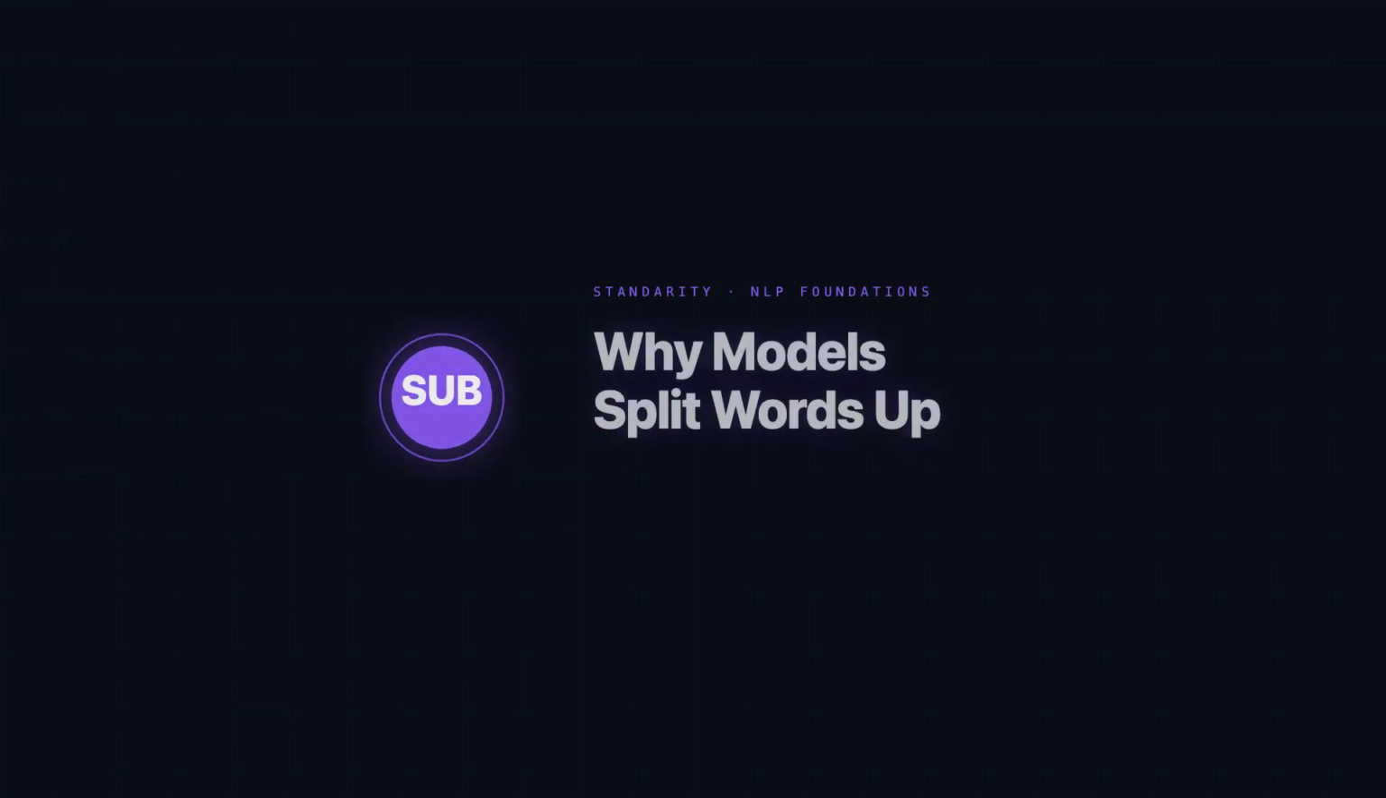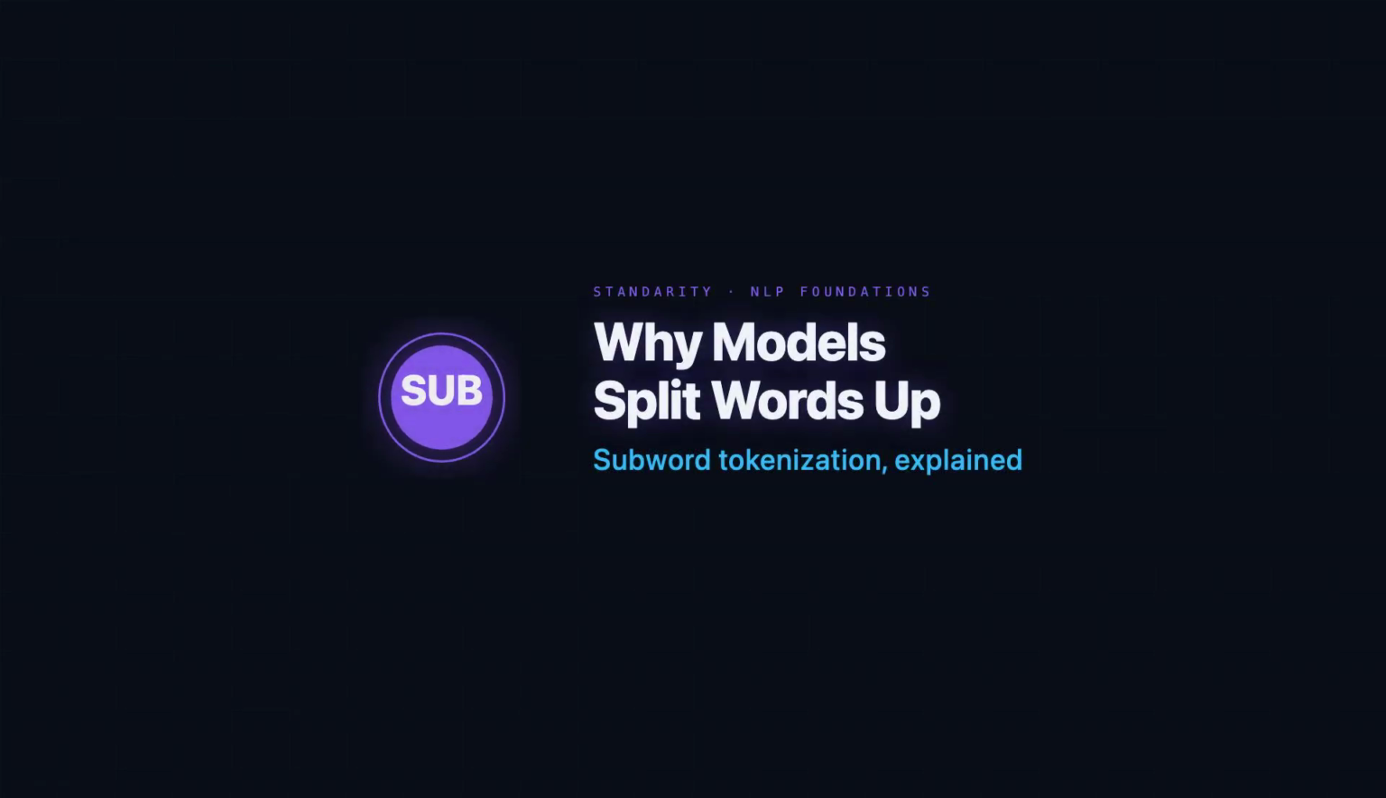Tokenizing on whole words has a nasty problem. Give it a word it never saw during training, a typo, a brand name, a rare medical term, and it simply throws up its hands and calls the whole thing unknown. Going down to single characters fixes that, but now your sequences are enormous and slow to process.